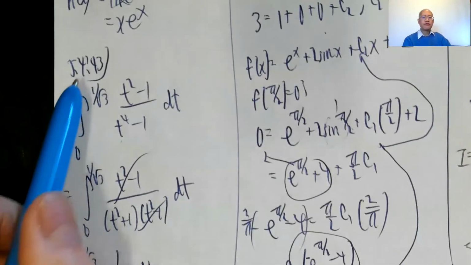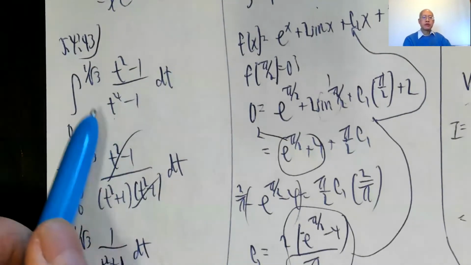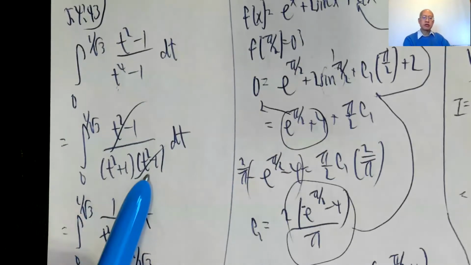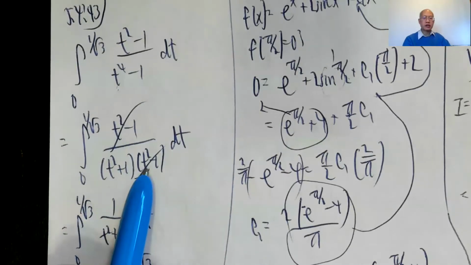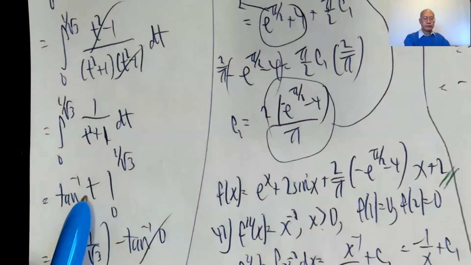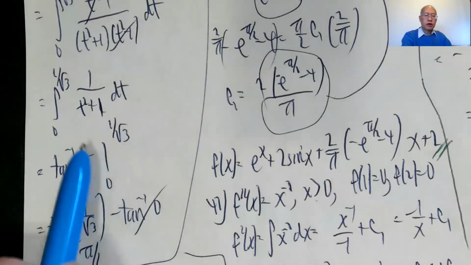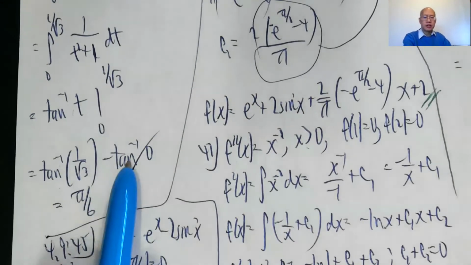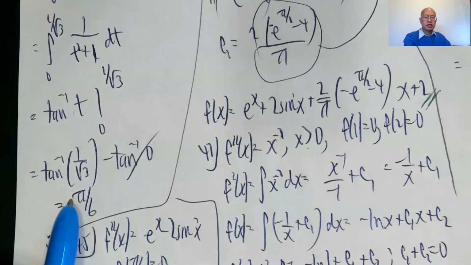Okay, 5.443, t squared minus 1 over t to the 4th minus 1. Write this as t squared plus 1, t squared minus 1. These guys will cancel out. So I have 1 over t squared plus 1, which is my arctangent. From 1 over radical 3 to 0. So inverse tangent of 1 over radical 3 minus inverse tangent of 0. That's 0. This is pi over 6.